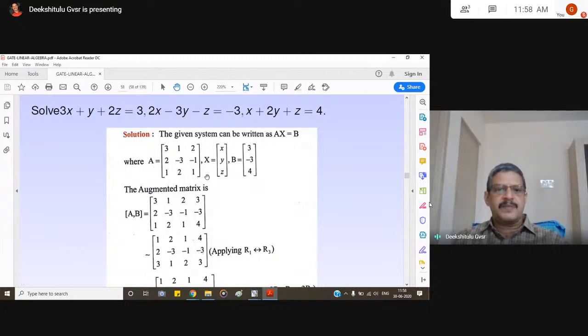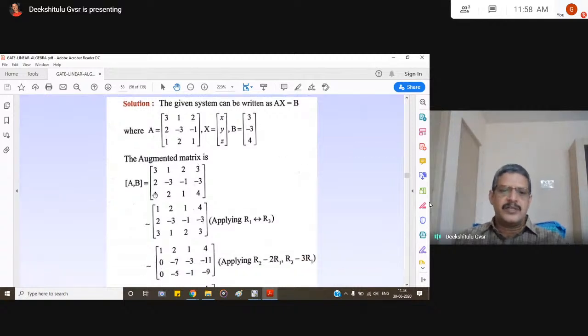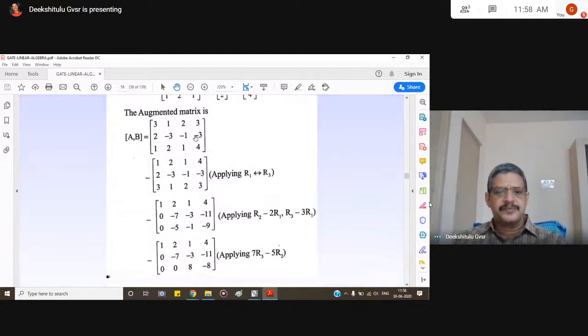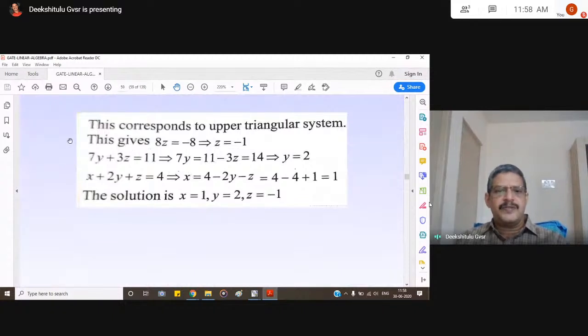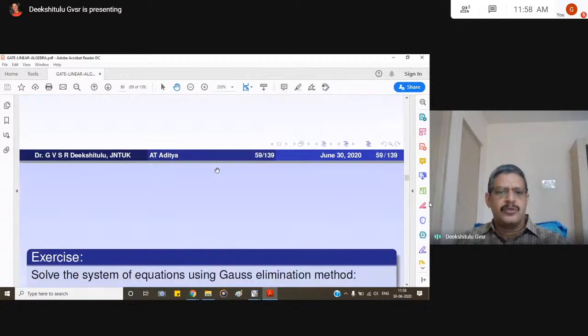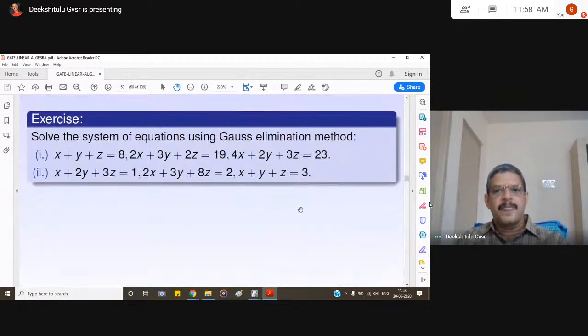Another problem, 3x plus y plus 2z is equal to 3, 2x minus 3y minus z, and so forth. So consider the augmented matrix. Reduce it into an upper triangular matrix, then back substitute, and we get z is equal to minus 1, and so on and so forth. You can go through the problem leisurely.